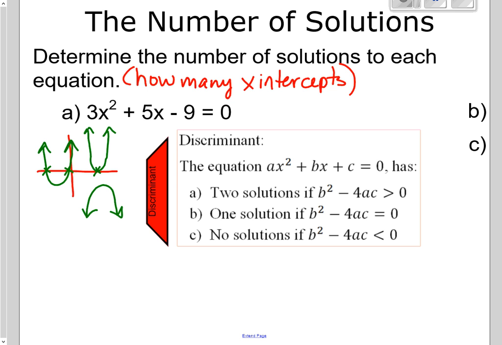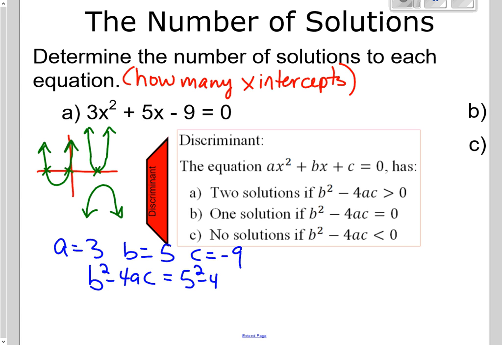So just like before with the quadratic formula, you want to list out your a, your b, and your c, but this time you're only using just a little smidgen of that formula, b squared minus 4ac. So 5 squared minus 4 times 3 times negative 9, which is going to be 25 plus negative 4 times 3 is negative 12. Negative 12 times a negative 9 is going to be a positive 108. And then if I add that to 25, gives me 133.